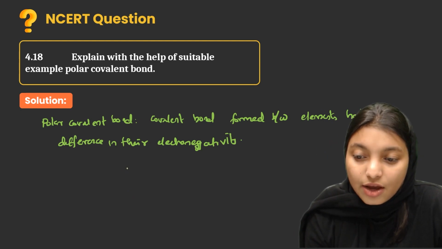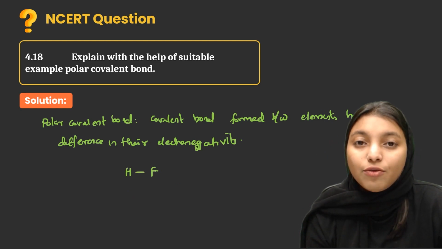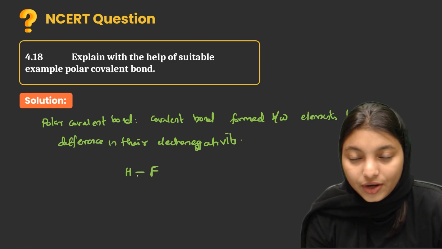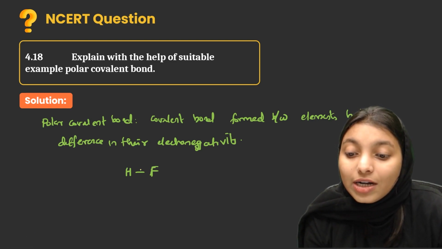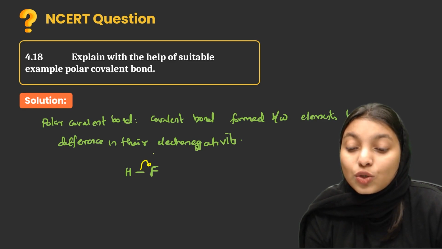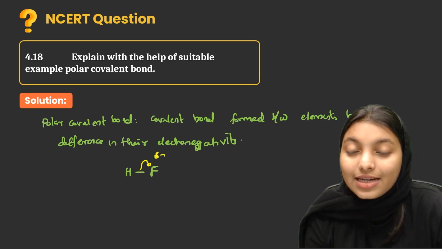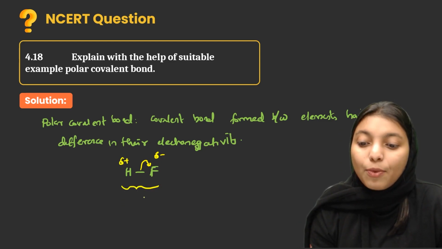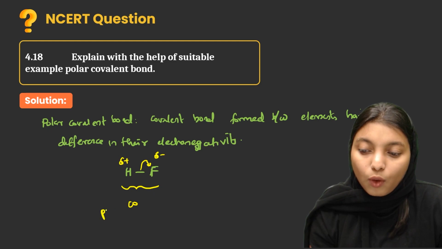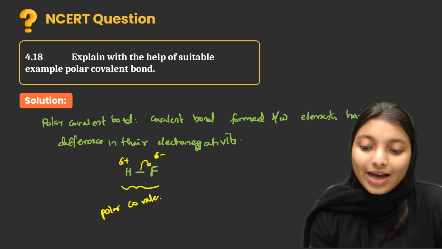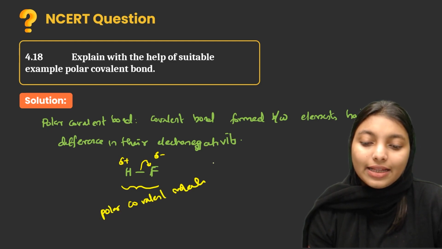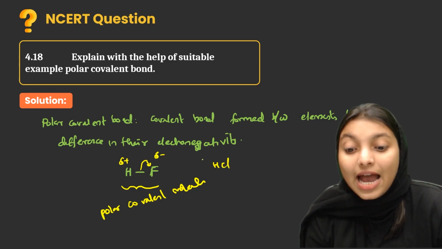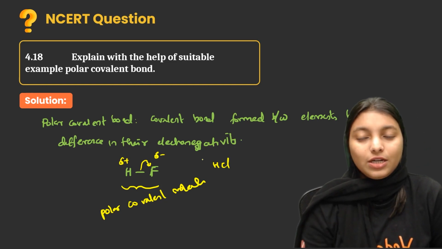For example, if we take the bond between hydrogen and fluorine, here fluorine is more electronegative than hydrogen, as we all know. So the fluorine will try to take these two electrons towards itself, so it will get a slight negative charge and hydrogen will get a slight positive charge. This type of compound is called a polar covalent molecule. Just like that, we can take HCl, where chlorine will get a slight negative charge and hydrogen will get a slight positive charge.